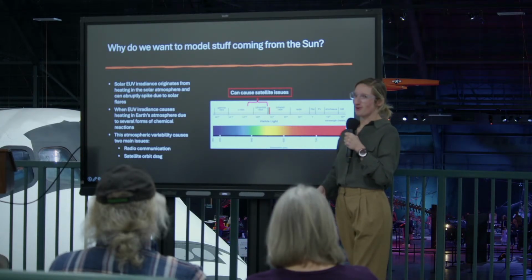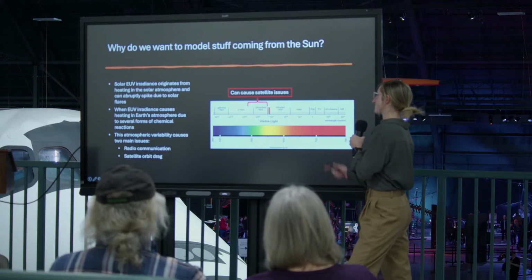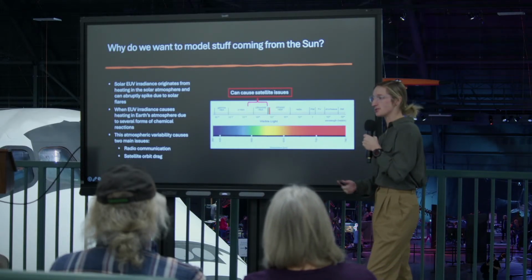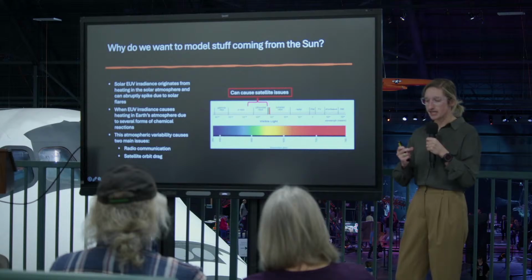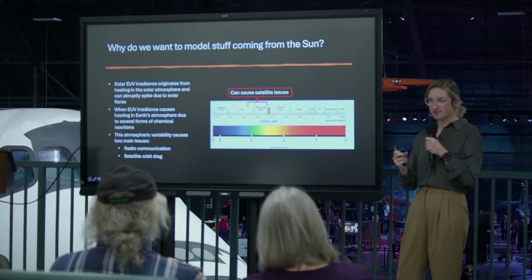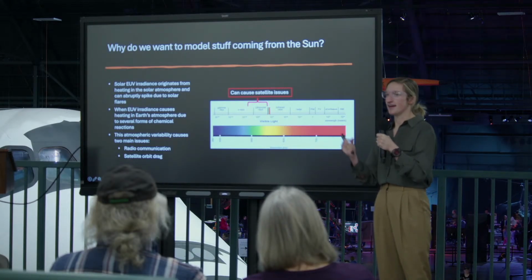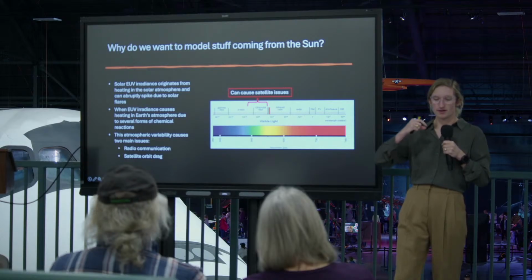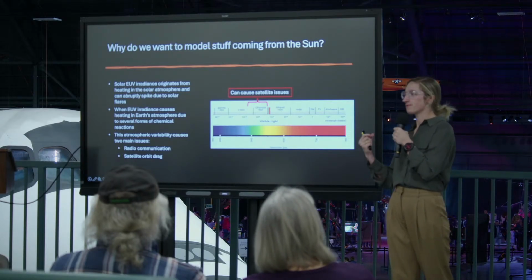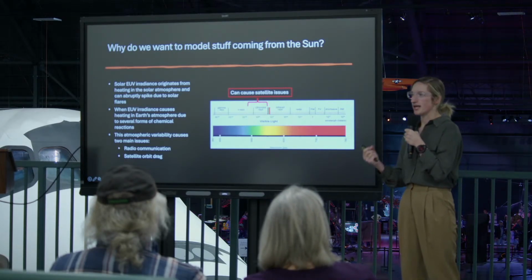So that's where the Super Bowl comes into play. But then there's also satellite orbit drag. If you think about it, when the atmosphere is heated this much, it becomes a lot denser. And when a satellite is traveling through a thicker fluid, its orbit is going to be changed.